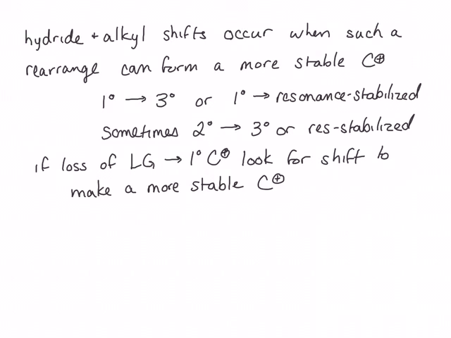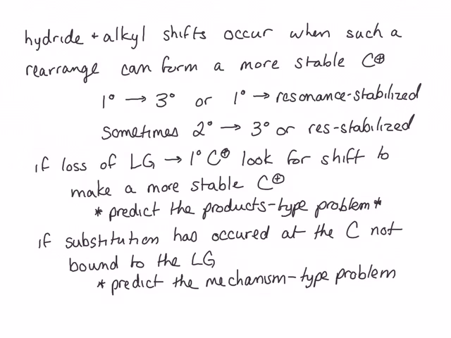If you're asked to predict the mechanism for formation of a particular product, you should consider that a rearrangement might occur if substitution appears to have occurred at a carbon that did not contain the leaving group. These strategies should help you identify problems that contain some sort of hydride or alkyl shift.